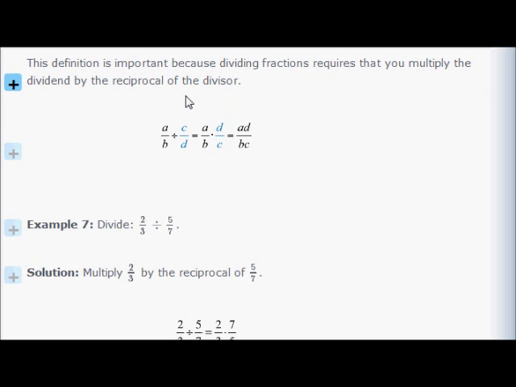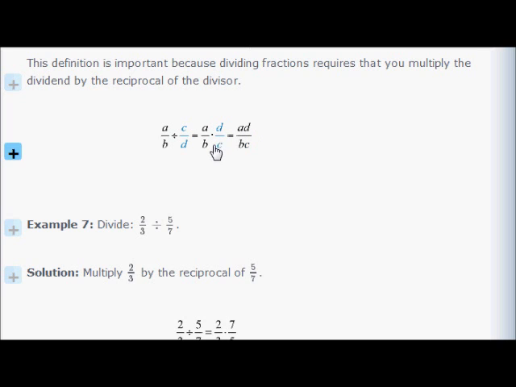You take the reciprocal of that divisor, c over d. The reciprocal is d over c, and so you can multiply instead of having to divide. And it's easier to multiply things than to divide them. So a over b times d over c equals the numerators multiplied together over the denominators multiplied together, which is AD over BC. So 2/3 divided by 5/7 is the same as taking 2/3 and multiplying it by the reciprocal of 5/7, which is 7/5. And that's what we see here.